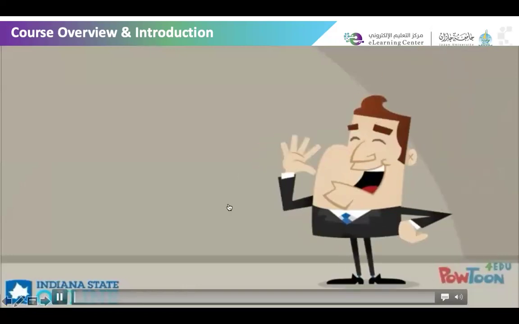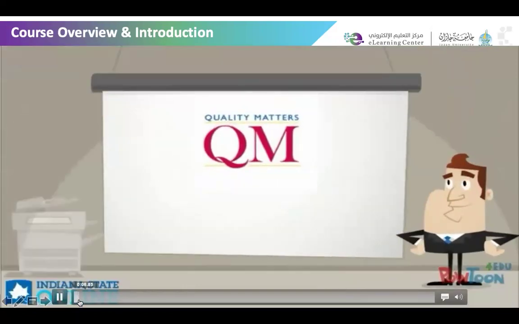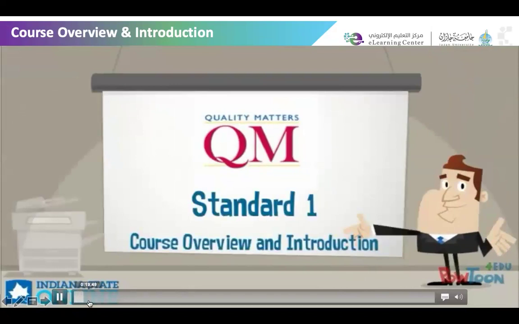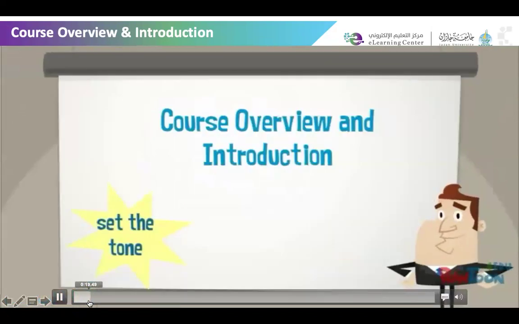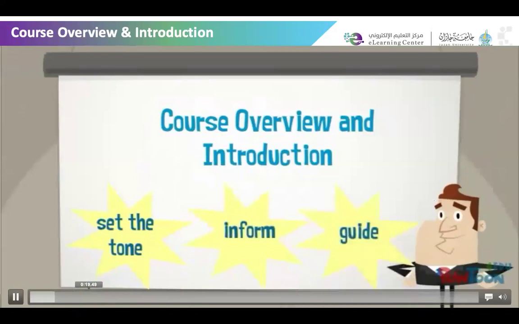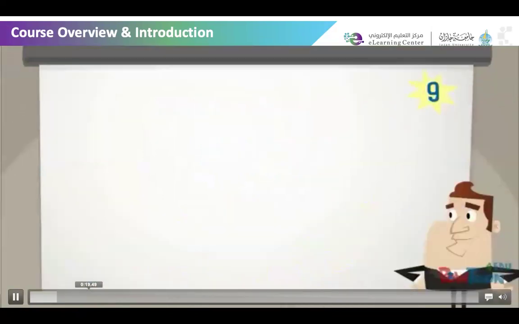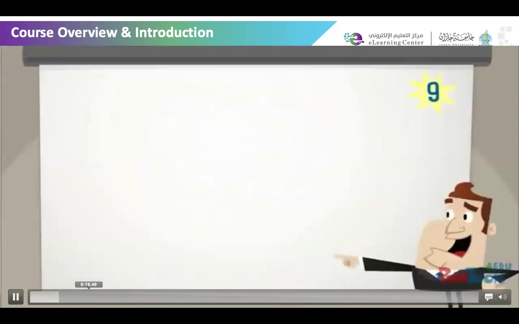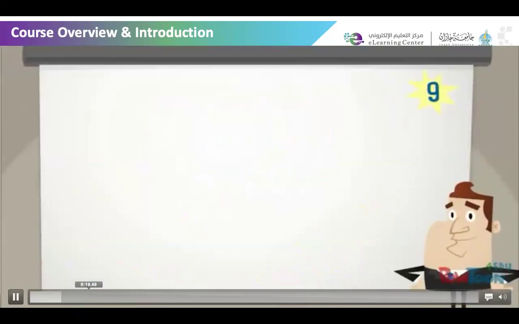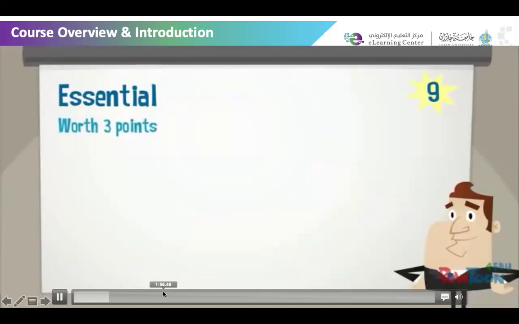Hello everyone. This short video focuses on how the course should set the tone for the course, let learners know what to expect, and provide guidance to the learners. There are 9 substandards included under Standard 1. Some components of a standard are essential, which means that in order for a course to pass QM reviews and receive accreditation, they must be met. Each of these essential standards is worth 3 points.